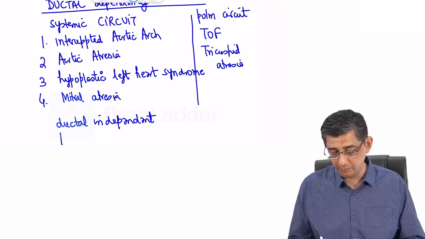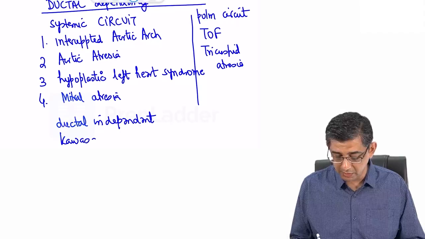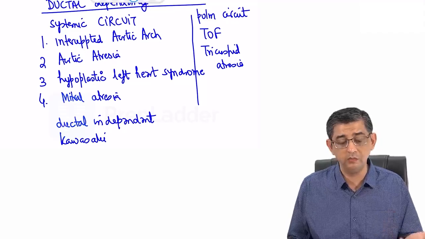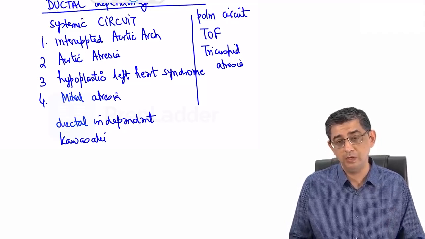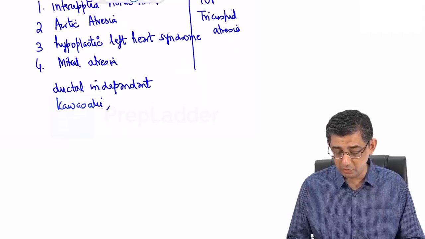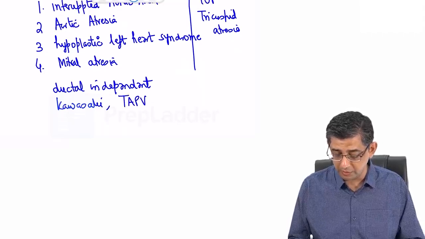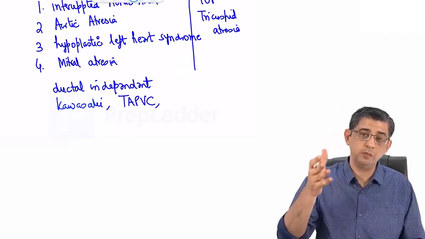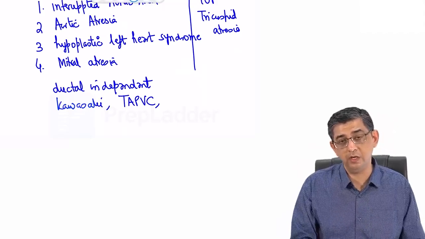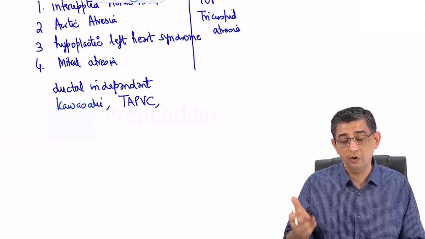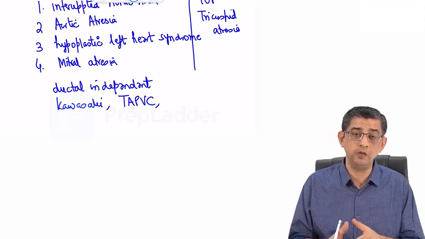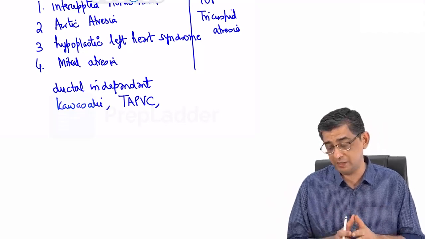Ductal independent lesions would be like Kawasaki disease. Kawasaki has coronary artery vasculitis. Coronary artery vasculitis has nothing to do with alprostadil infusion. Similarly, when I say independent, there is no advantage of giving alprostadil in total anomalous pulmonary venous connection. Why? Because I explained to you the abnormal vein was looping back into the right side of the heart. So even if you keep the ductus open, it will not give any advantage. There will be overloading of the pre-existing load present in the right side of the heart.